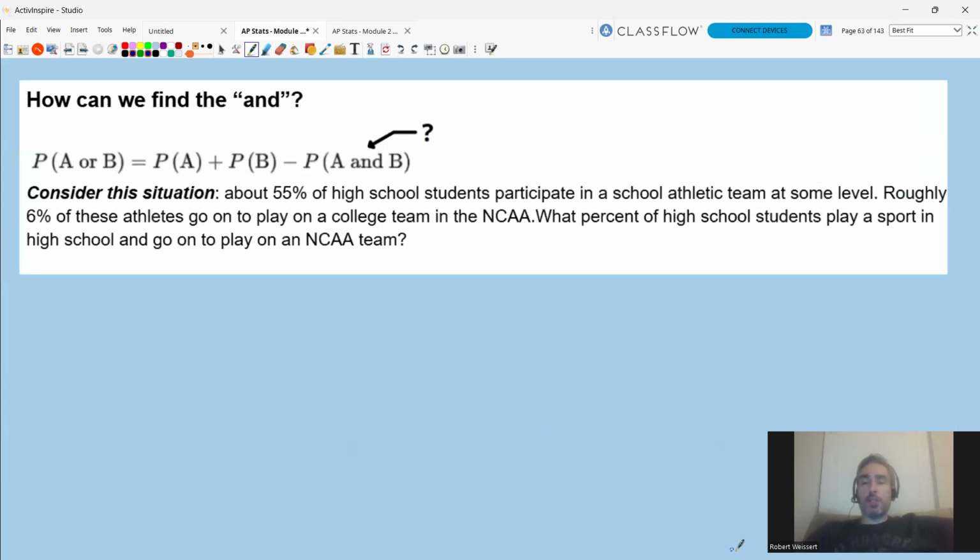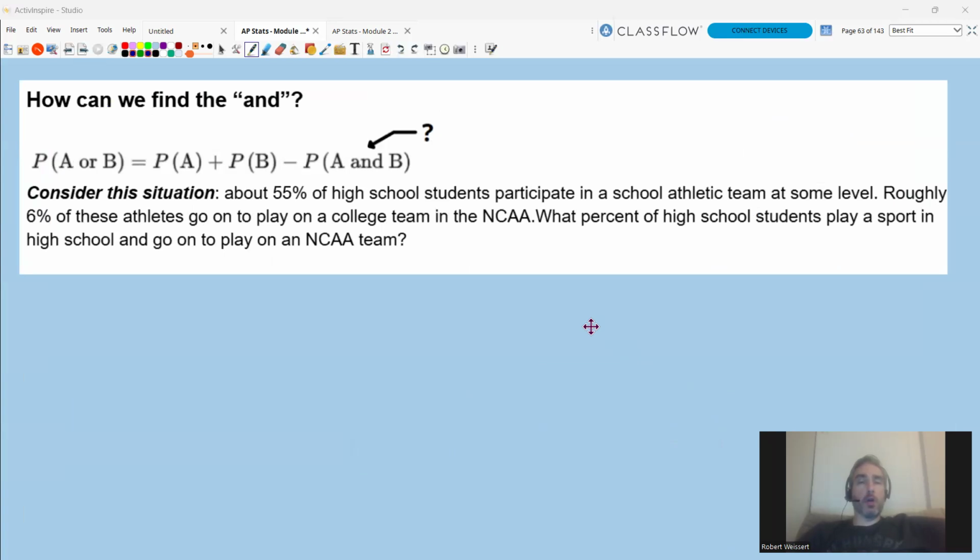Let's look at just the general, how we can find the ands. There's going to be some situations where we're not given that, but we'll need it to figure out certain probabilities. So let's look at this situation. About 55% of high school students participate in a school athletic team at some level. Roughly 6% of these athletes go on to play on a college team in the NCAA. What percent of high school students play a sport in high school and go on to play on an NCAA team?